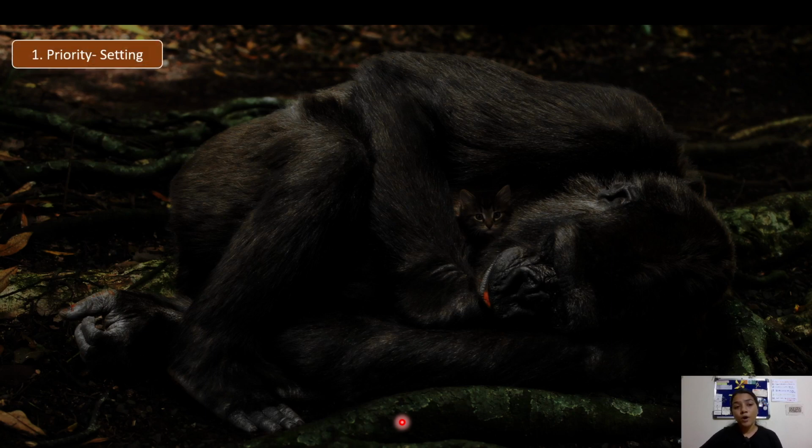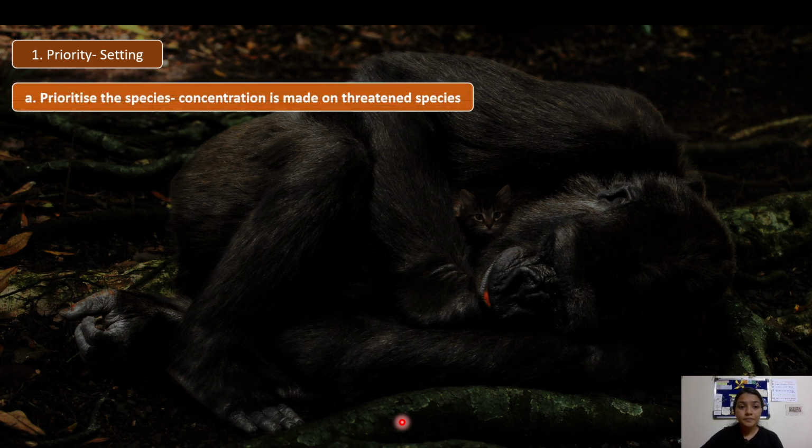Okay, so number one point is priority setting. What is priority setting? The Red Data Book prioritizes the species. Concentration is made on threatened species. The goal of the Red Data Book is to give priority to those species that are threatened, to give focus and concentration on those species only.